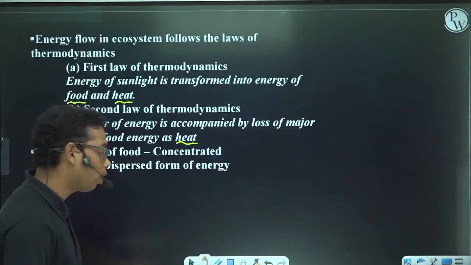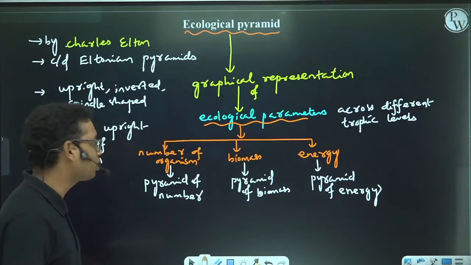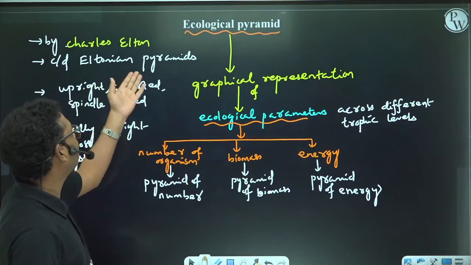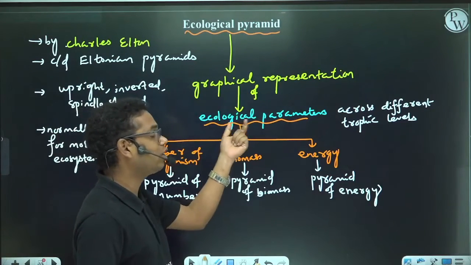Okay, then let's talk about ecological pyramids. The concept of the ecological pyramid was given by Charles Elton. That is why we call ecological pyramids Eltonian pyramids. And in this case, we graphically represent ecological parameters.